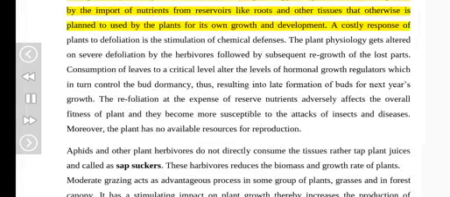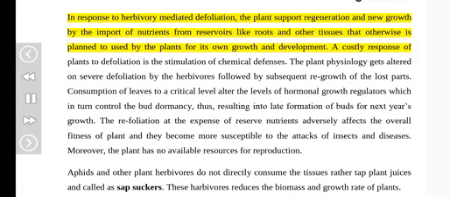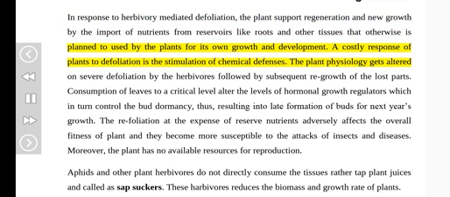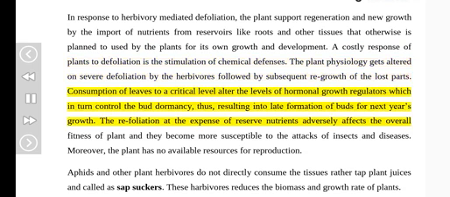In response to herbivore-mediated defoliation, the plants support regeneration and new growth by the import of nutrients from reservoirs like roots and other tissues that otherwise are planned to be used by the plants for their own growth and development. A costly response of plants to defoliation is the stimulation of chemical defenses. The plant physiology gets altered on severe defoliation by the herbivores, followed by subsequent regrowth of the lost parts. Consumption of leaves to a critical level alters the levels of hormonal growth regulators, which in turn control the bud dormancy, thus resulting in late formation of buds for next year's growth.